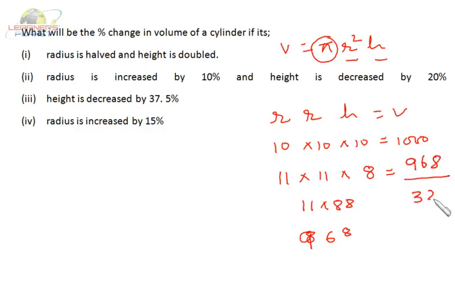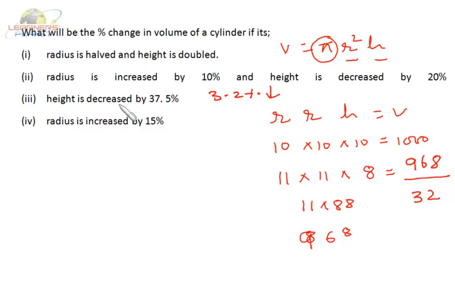Okay, so what is the difference? It is 32 and it's a downfall. Now this 32 is a difference from 1000. So from 100 it will be 3.2. So it is 3.2% downfall. If radius is increased by 10% and height is decreased by 20%, there is a downfall of 3.2% in the volume. I hope you are getting my point. Now see the next case.